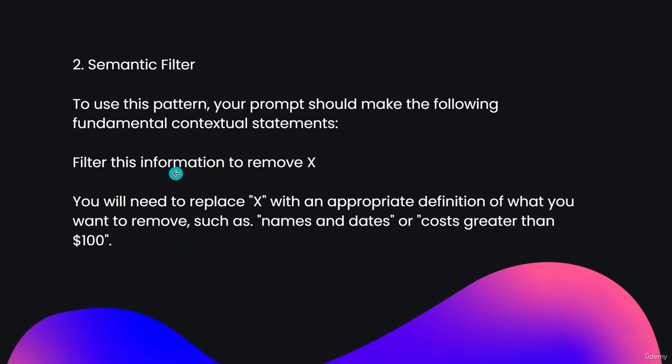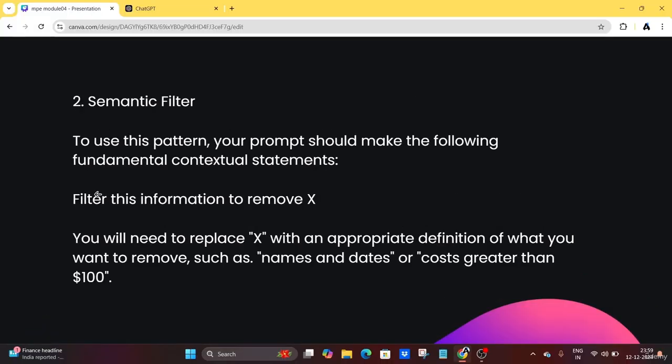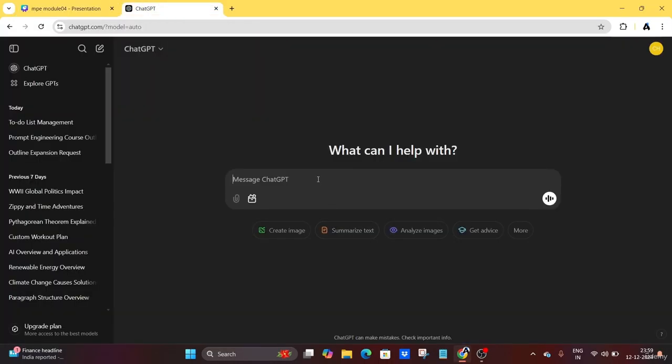To get a better understanding, let's go to ChatGPT and try what the semantic filter prompt pattern actually is. As we already discussed, semantic filter means filtering the information, right? So we have to guide AI to filter this particular information. We have to provide the information in the prompt itself, or you can tell it: I will tell you which information you want to filter, so ask me for the information.